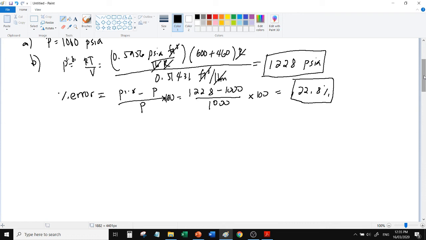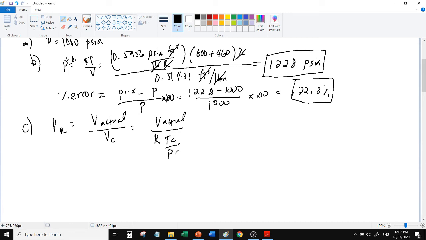So, how do we calculate the pseudo reduced specific volume? So, letter C, pseudo reduced volume. We use this equation, the V actual, right? And supposedly, this is V critical. With the V actual given to us, we can use this for V critical. So it's like the ideal gas equation, but use the critical temperature and critical pressure.